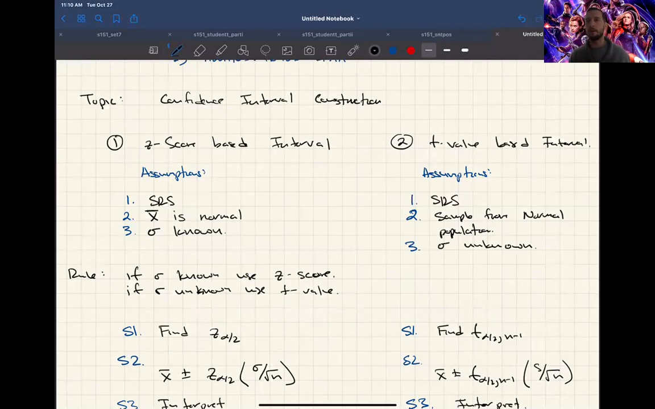All right, so before I flip over to the actual Rcmdr screen, does anyone have any questions about what we're going to work through?